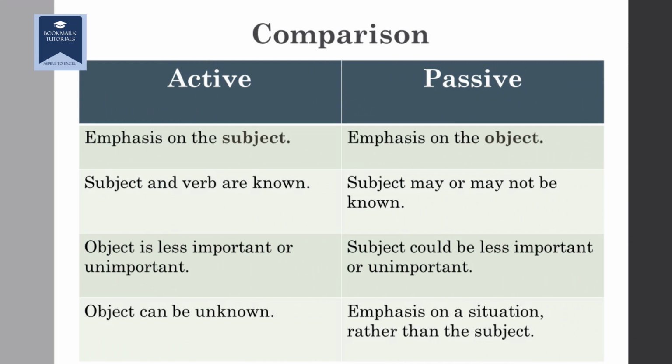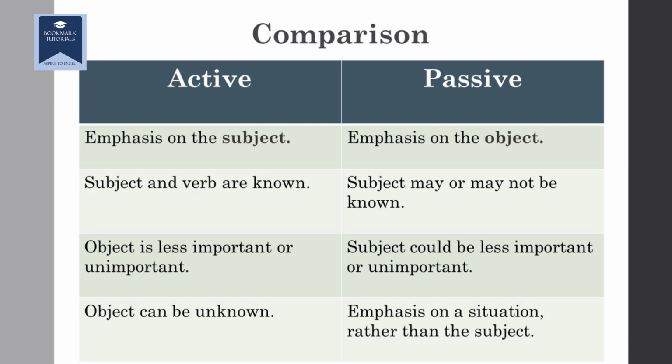We can see that when we convert a sentence from active voice to passive voice, most of the time the object and subject have been interchanged. Apart from that, let's see what other differences they have, and let's look at a comparison of active and passive sentences. The active voice emphasizes the subject or the doer of the action, whereas the passive voice emphasizes the object or the recipient of the action.